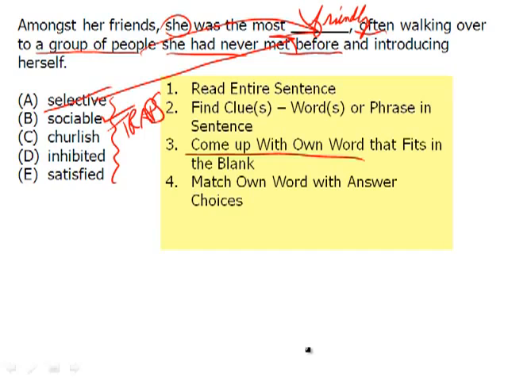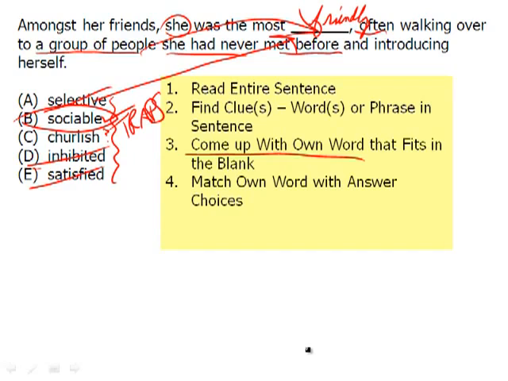But it's a good idea to look at the other words. What does churlish mean? Well, maybe you don't know. What does inhibited mean? Inhibited is a little bit more common of a word than churlish. Inhibited means that you are shy. We know she's anything but shy. And then we have satisfied. You could be friendly, but you're not necessarily satisfied. The two words don't quite relate. Sociable works perfectly, and there is our answer.